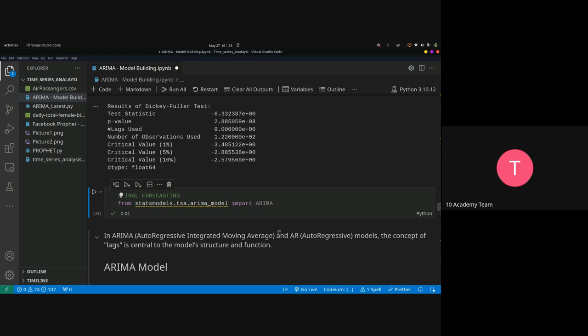After transforming the non-stationary data, if the data is stationary at the beginning, then we can do our modeling. But if it's not, we have to transform it to stationary. So the first forecasting model that we can see is the ARIMA model. It's a combination or integration of two models: the autoregressive, that's AR, and the integrated moving average. So we are integrating the autoregressive model with the moving average model.